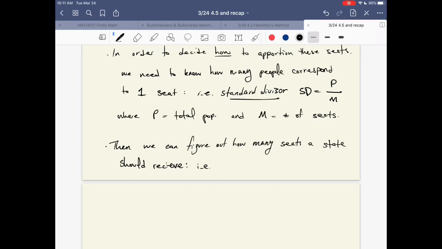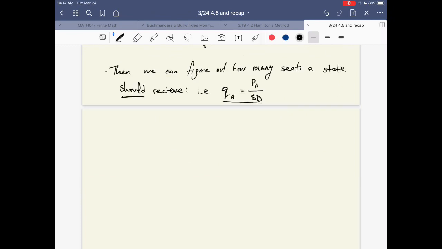And remember, this we called the quota of state A, say, and that was the population of that state divided by the standard divisor. So if the standard divisor is how many people correspond to one seat, and you take the number of people in a state and divide it by how many people correspond to one seat, you should get how many seats that state deserves, right? Once you think them through, these are pretty intuitive ideas. And remember that this is a "should receive" because oftentimes this will be a decimal, but we can't give away a decimal or a fraction of a seat.